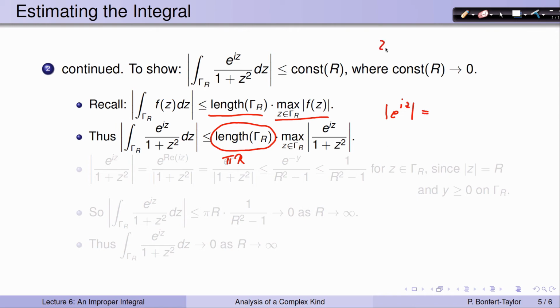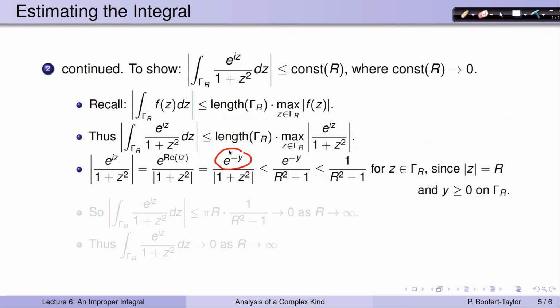Let's write z as x plus iy. Then e to the iz becomes e to the ix plus i squared y, so minus y. Now remember, the absolute value of e to the something is e to the real part of the exponent. But what is the real part of ix minus y? The real part of that is simply minus y. So the absolute value of e to the iz is e to the minus y.